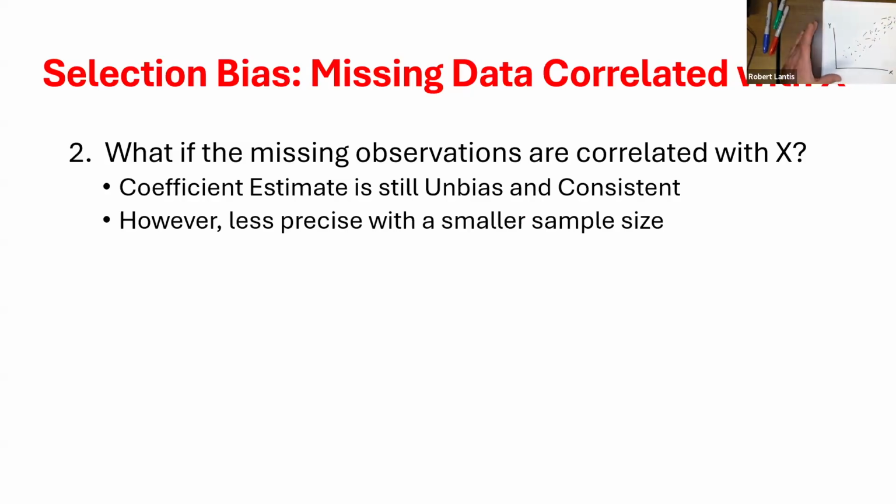So if I run this regression, my line of best fit would look something like this, right? Now let's think about what if I'm missing data and it's correlated with values of X. So in my thought experiment, what if for really high values of X, for some reason, we're just missing that data?